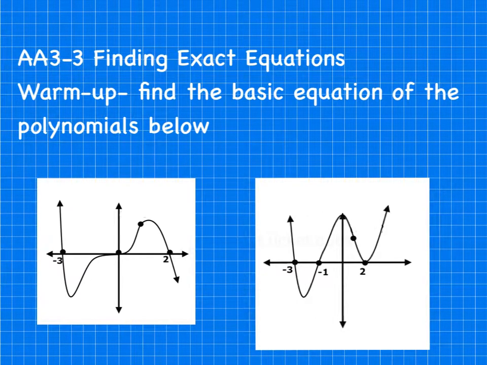All right, in section 3.3, we are finding exact equations of polynomials, higher degree polynomials. Based on what we did last class, in the warm-up, we're taking a look at these polynomials and writing our basic equation. So if we look at that root, -3, the factor associated with that is x plus 3. It's a crossing root, so I don't need an exponent on it. That root is at 0, so that factor can just be x.